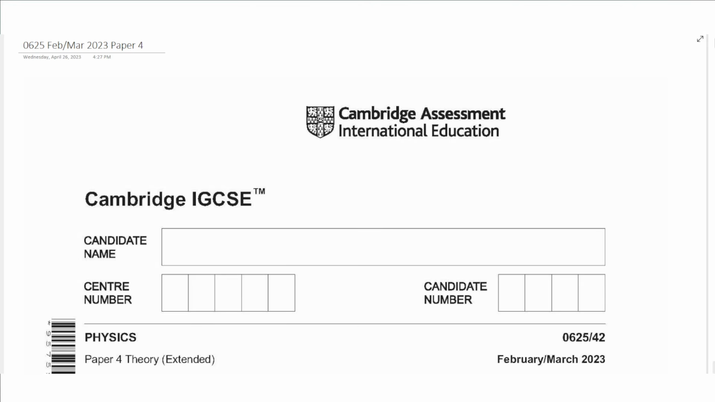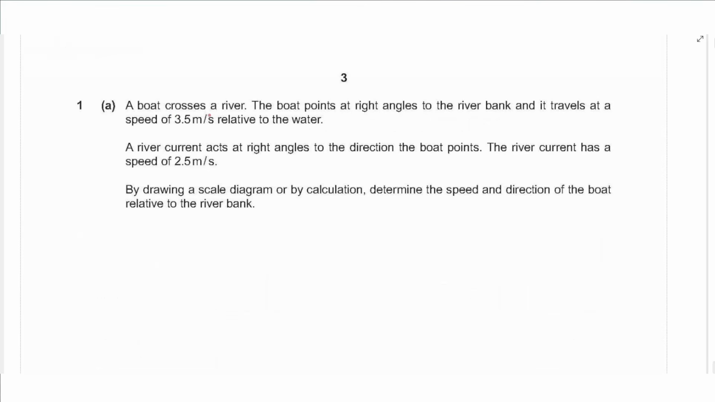In this video I will be solving the exam for February-March 2023 in paper 4 for Physics IGCSE. The first question says that there is a boat crossing a river.